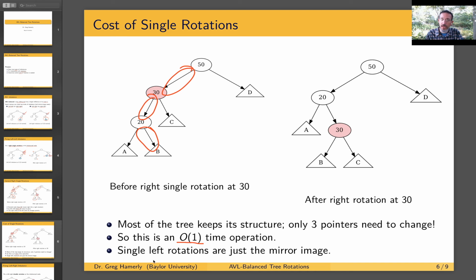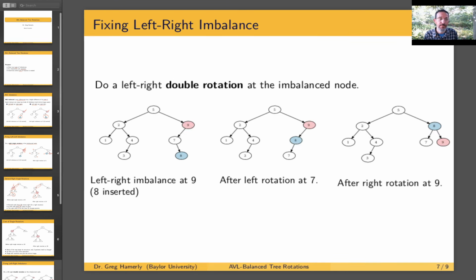This is for a single right rotation; a single left rotation is just the mirror image of all of this. One last thing that I should emphasize is that when I said the tree keeps its structure, notice that if you did an in-order traversal of this tree before and after, it would be A 20, B 30, C 50, D. And still you have A 20, B 30, C 50, D. So a rotation doesn't reorder the nodes, it just re-ranks them hierarchically.